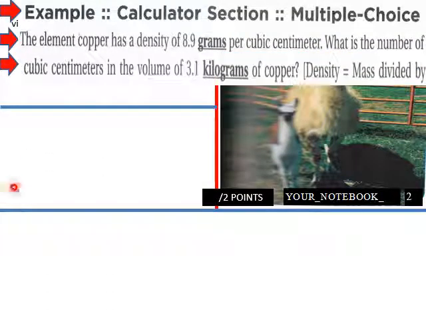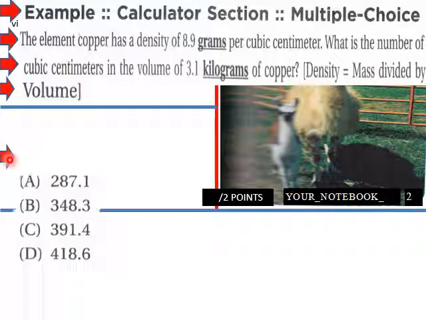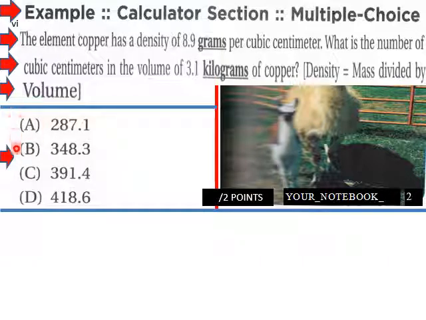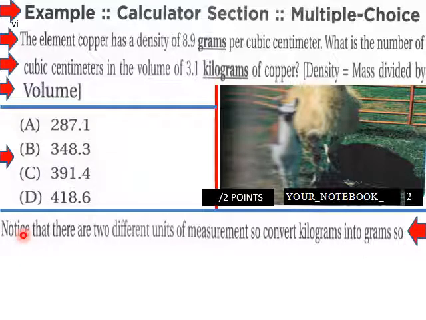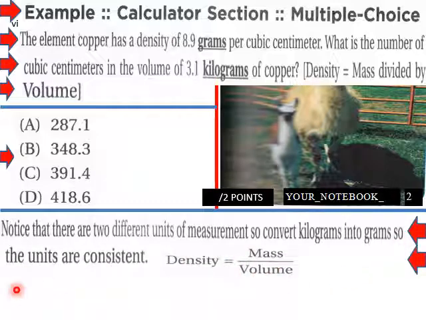The element of copper has density 8.9 grams per cubic centimeter. What is the number of cubic centimeters in the volume of 3.1 kilograms of copper? Density equals mass divided by volume. So in this problem, they've given us these possible solutions. Notice there are two different units of measurement, so convert kilograms into grams so the units are consistent.